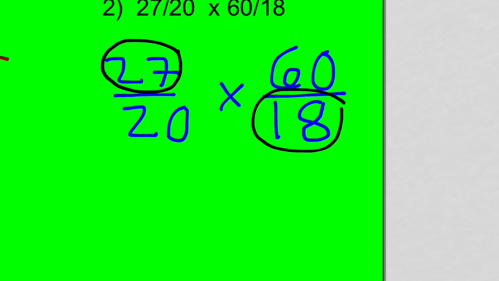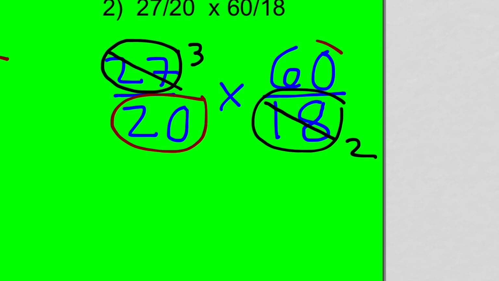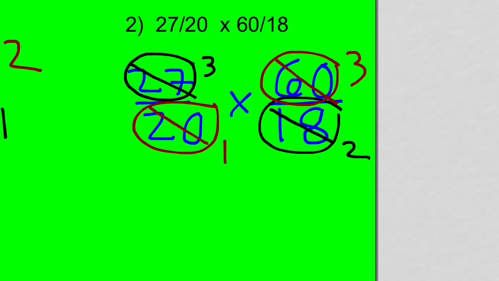So I'll do some mental division now. 27 divided by 9 is 3. So I'll cross this out and put a 3. And 18 divided by 9 is 2. I'll cross this out and put a 2. Now I want to do the same thing with the other pair of diagonals, 20 and 60. The greatest common factor of 20 and 60 is 20. So I'm going to do some mental division. 20 divided by 20 equals 1. 60 divided by 20 equals 3.